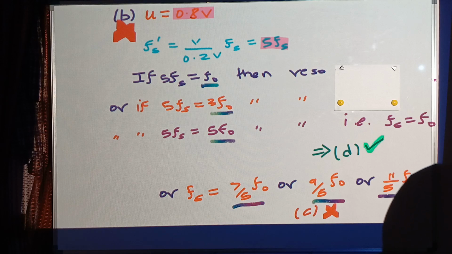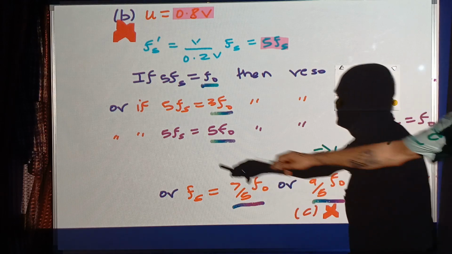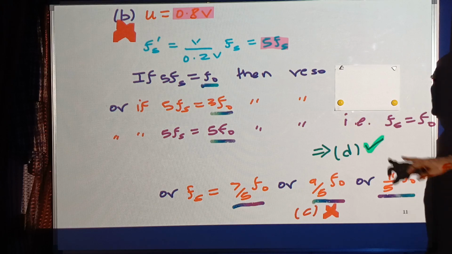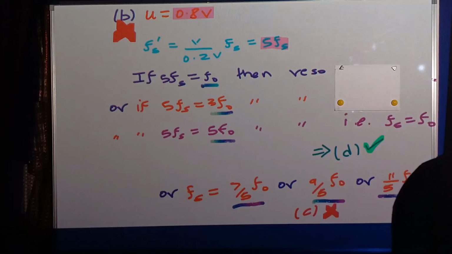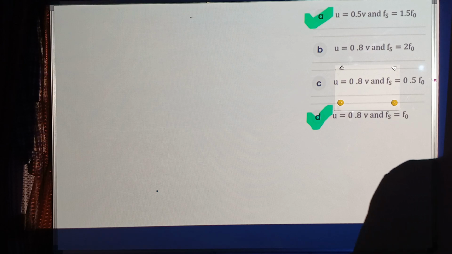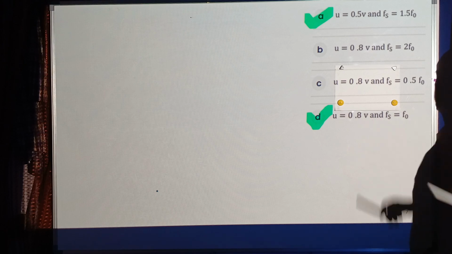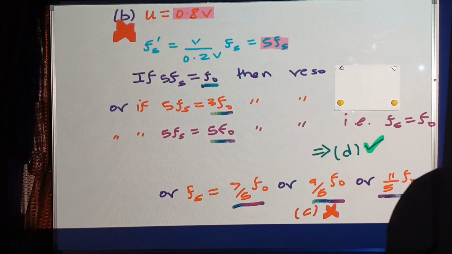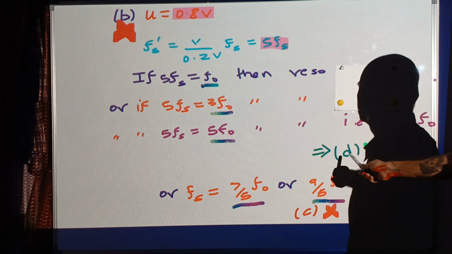So when 5 Fs matches with 5 F naught, that is Fs matches with F naught, resonance is possible. That's given in option D. Option D, for U equal to 0.8, Fs is F naught. So Fs equal to F naught will give resonance. Option D is correct.